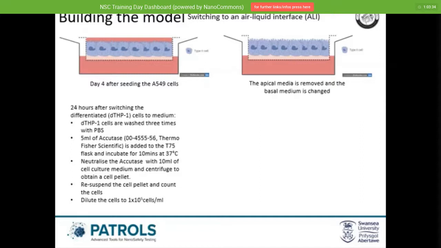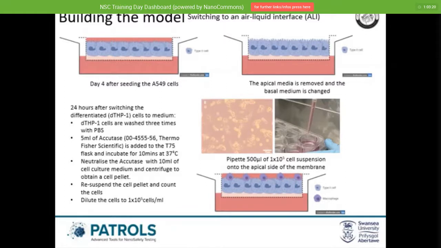We centrifuge to obtain a pellet. We then resuspend and count our pellet, and we dilute our cells to the 1 × 10⁵ cells per mil we require for our transwell inserts. On a 6-well insert, we pipette 500 microliters of 1 × 10⁵ cell suspension onto the apical side of the membrane.